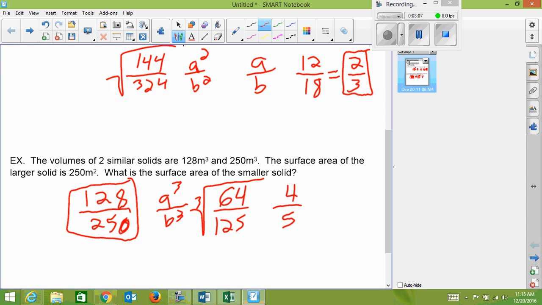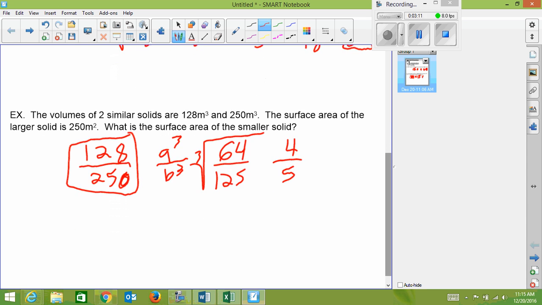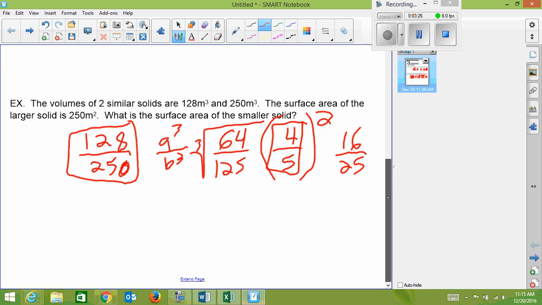Okay, so I can use that to figure this out. That's the original ratio, right? But now I want to turn it into the surface area, so I'm going to have to square this, because the theorem said a squared to b squared. So 16 to 25 is going to be the ratio of my surface areas.